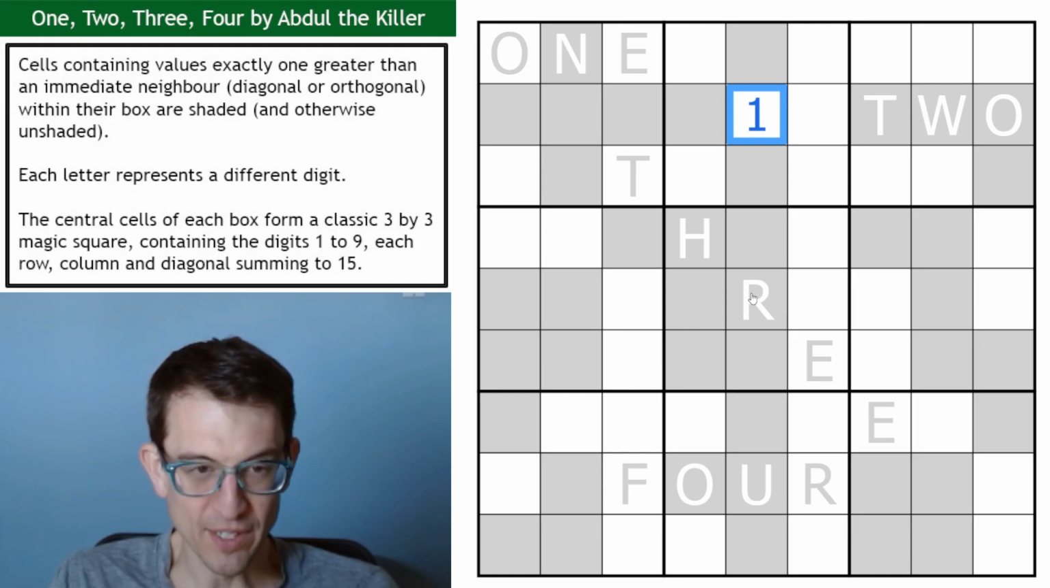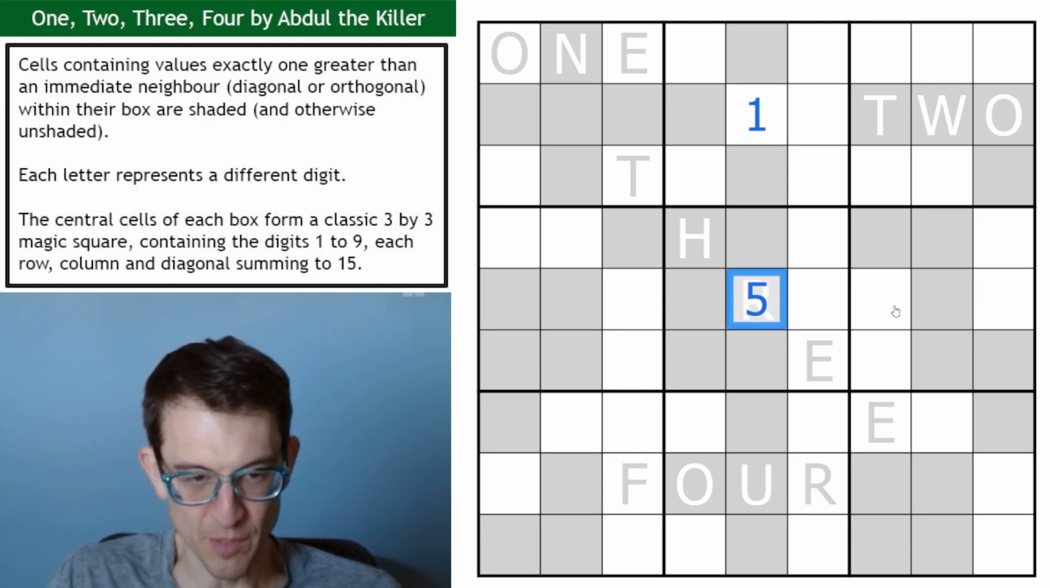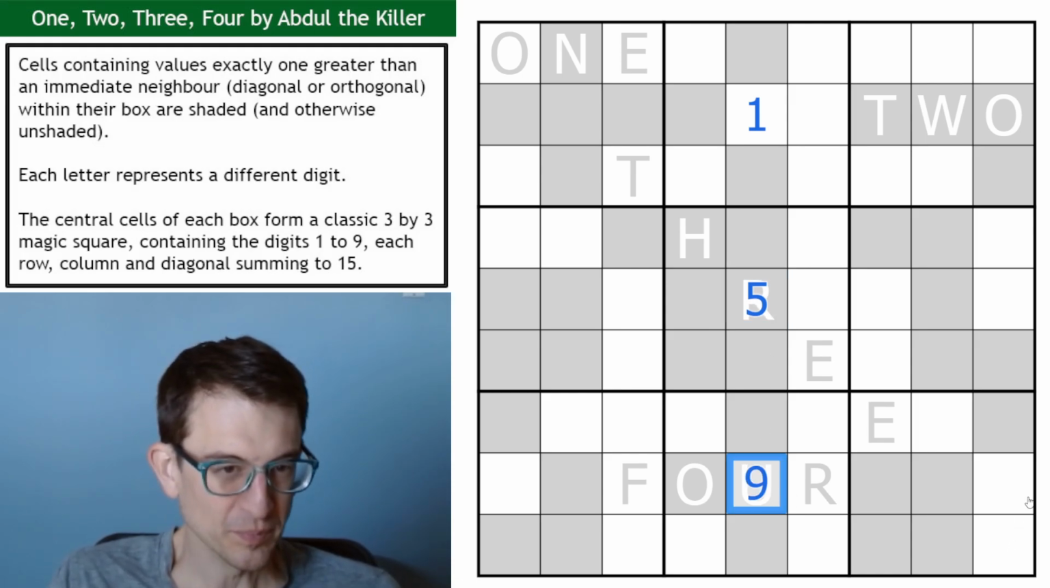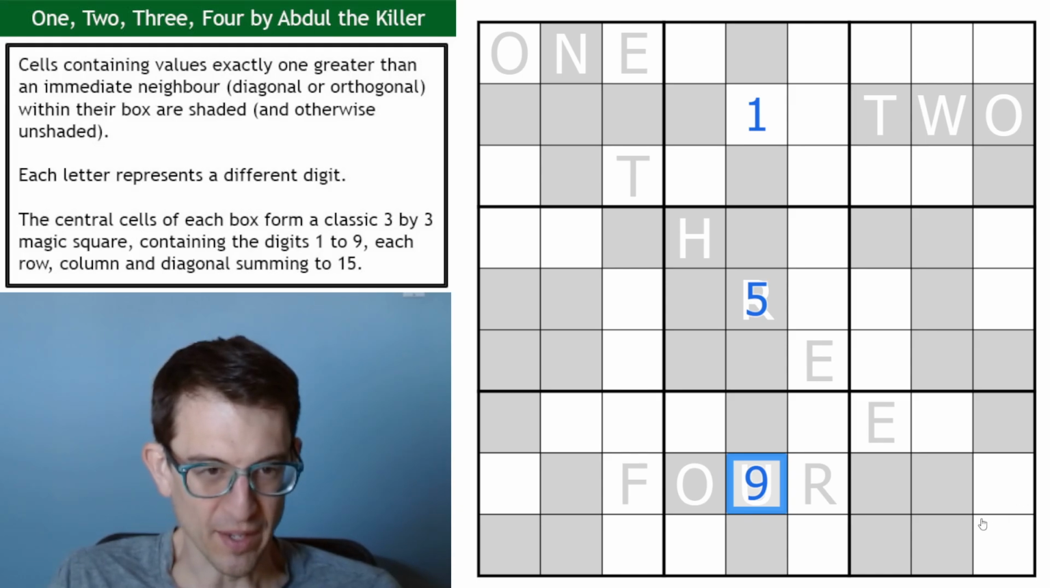So now that I have a 1 here, I know that the 5 is going to go in the middle from the discussion of the magic square, and this has to sum to 15, so that has to be my 9. So we get this right away from this magic square.